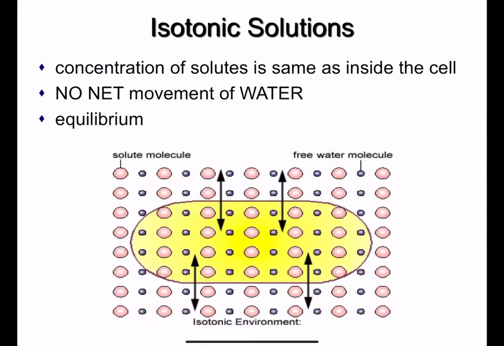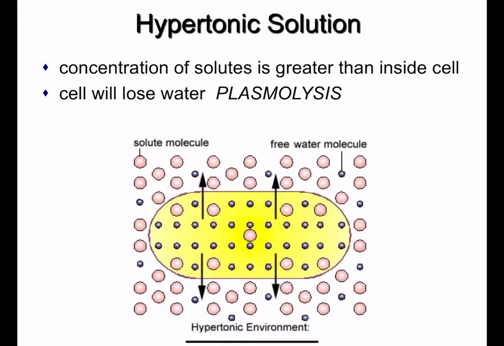So moving forward, this is just showing you a nice representation that these little purplish spheres are representing water, and these larger pinkish spheres are talking about solute. So relatively equal on the in and out. So no net movement. So water is going to be equally going back and forth. That would be an isotonic state.